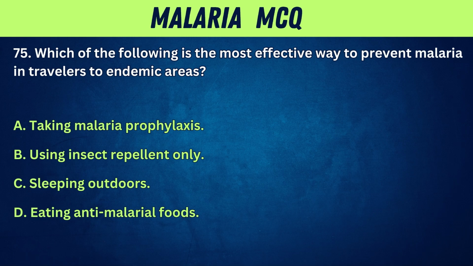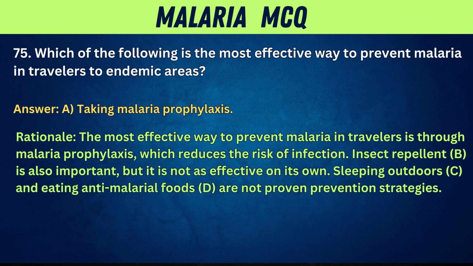75. Which of the following is the most effective way to prevent malaria in travelers to endemic areas? A. Taking malaria prophylaxis. B. Using insect repellent only. C. Sleeping outdoors. D. Eating anti-malarial foods. Answer: A. Taking malaria prophylaxis.